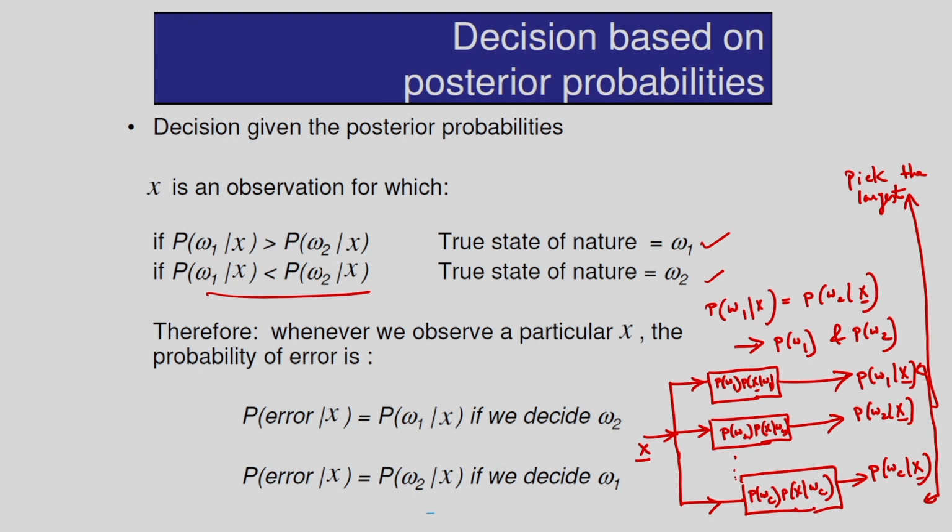And also I can determine the probability of error for the given Fisher vector. So what is the probability of error? The probability of error given x is equal to probability of W1 given x, if we decide the class is W2. And the probability of error given x will be the probability of W2 given x if we decide the class is W1. So like this I can define the probability of error.